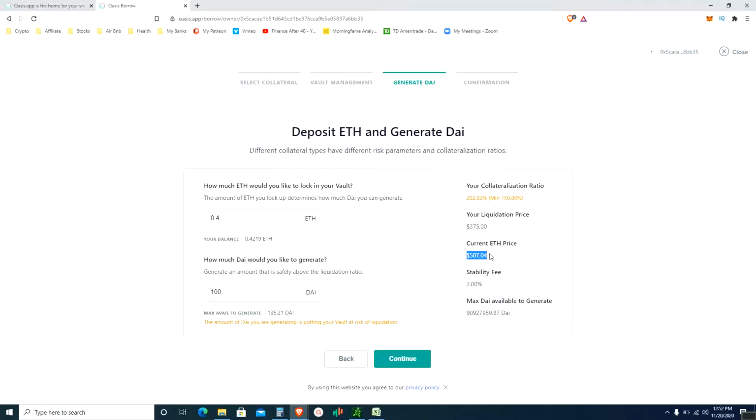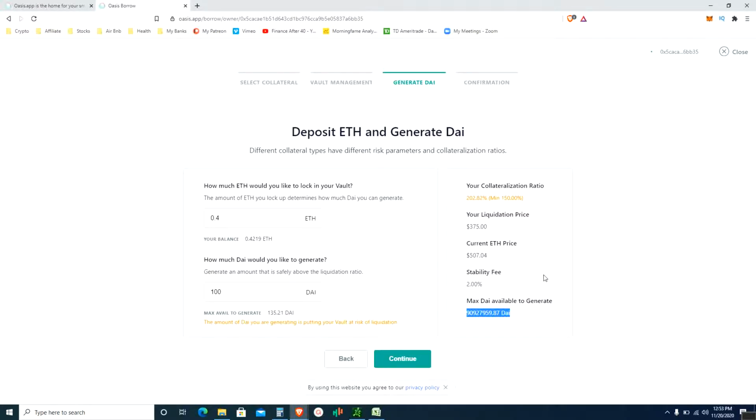Something to think about. But as of now, you know, I can do that. I don't want to do it, but it's up to you. Stability fee 2%, that's a given. Maximum DAI available to generate 90 million, that's fine. It was 96 million yesterday.